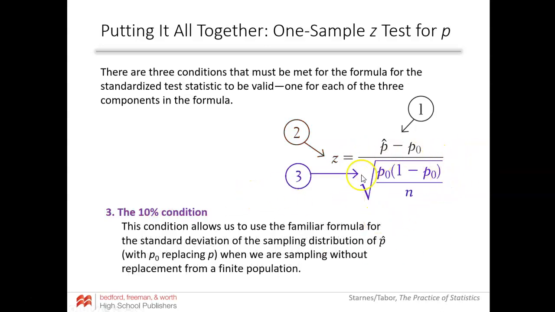That's what allows us to use this formula for standard deviation. It's familiar to us because we used it before in sampling distributions. And because we are sampling without replacement, as long as we have the right type of sampling, it's okay. We know it's not independent necessarily, but it's okay.